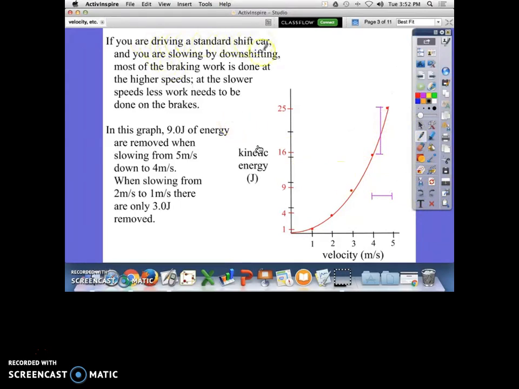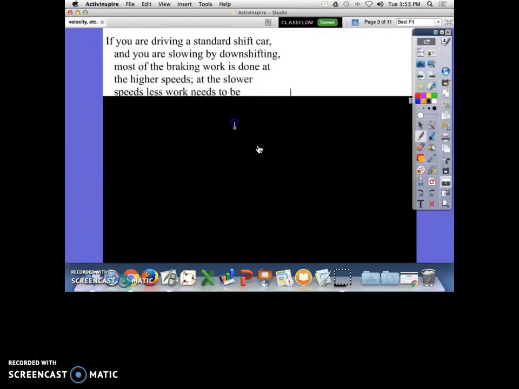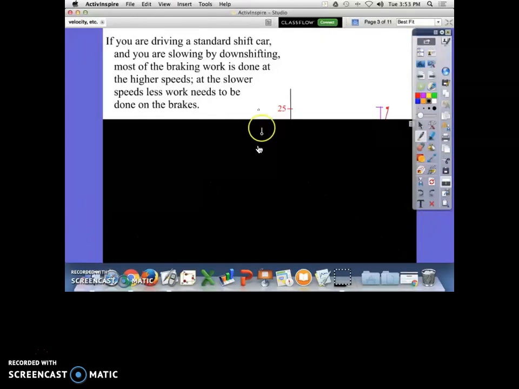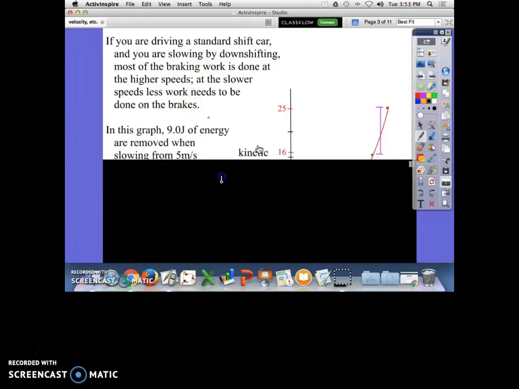So if you're driving a standard shift car, and these numbers don't work for a standard shift car because the energies aren't that big and the speeds aren't that big, this would be more like a cart. But anyway, if you're driving a standard shift car and you're slowing down by downshifting, most of the braking work is done at the higher speeds. At the slower speeds, less work needs to be done on the brakes.